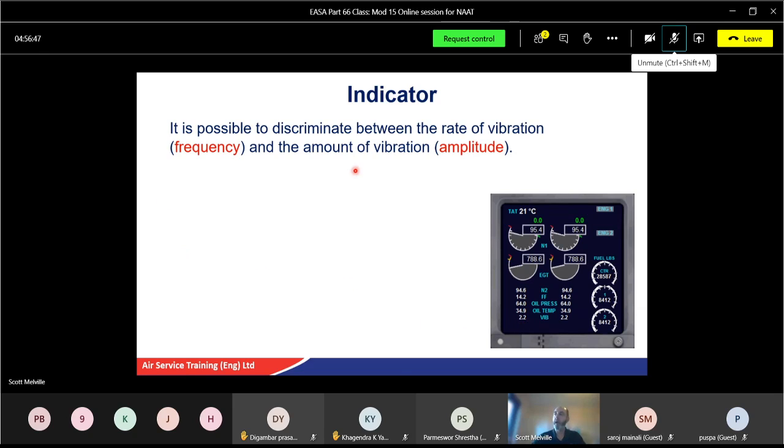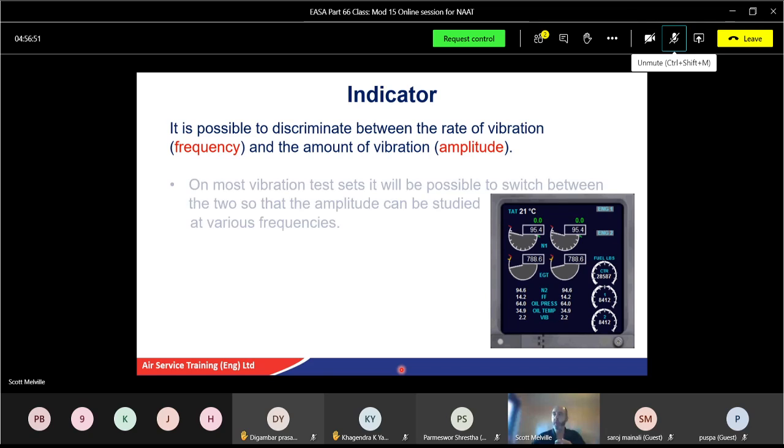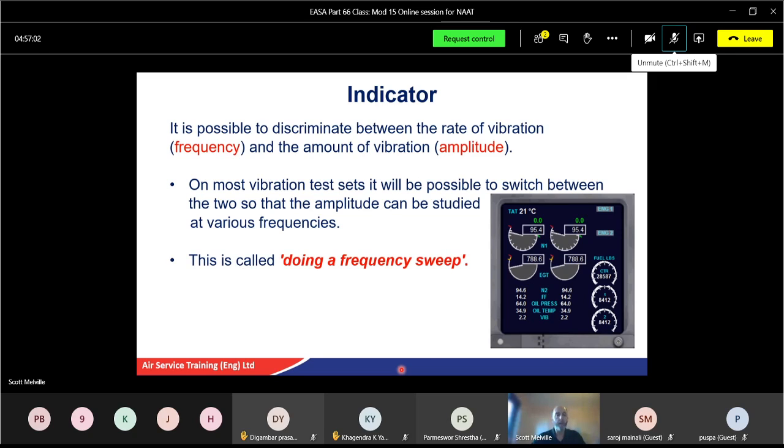By checking the difference between the frequency, the rate, and the amplitude, most vibration test sets make it possible to switch between the two, so the amplitude can be studied and the various frequencies as well. By checking between the frequency and amplitude, we call this doing a frequency sweep. You want to highlight that in your books. Call that a frequency sweep.